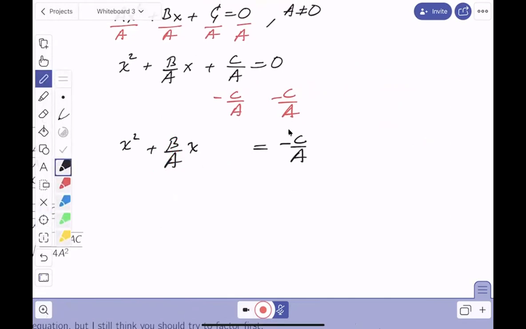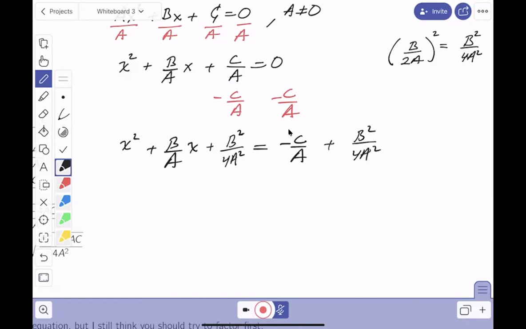I'll put this on the side. So if you take half of that number and square it, you get this over here. So I took half of B over A and I'm going to square it. And what would you get? Well, this would give you B squared over 4A squared. All right, I'll write that down. So I'm going to add B squared over 4A squared to both sides.